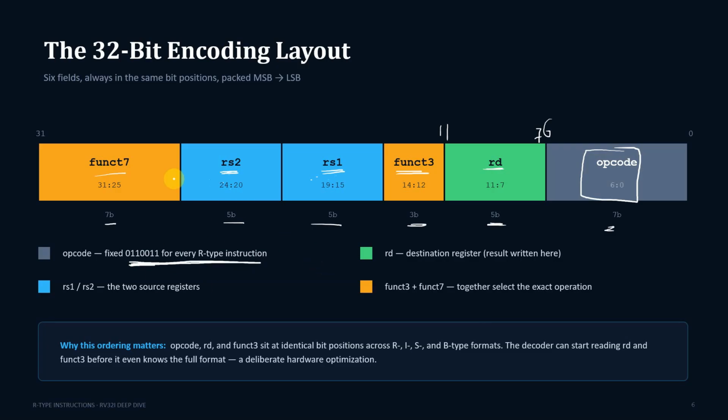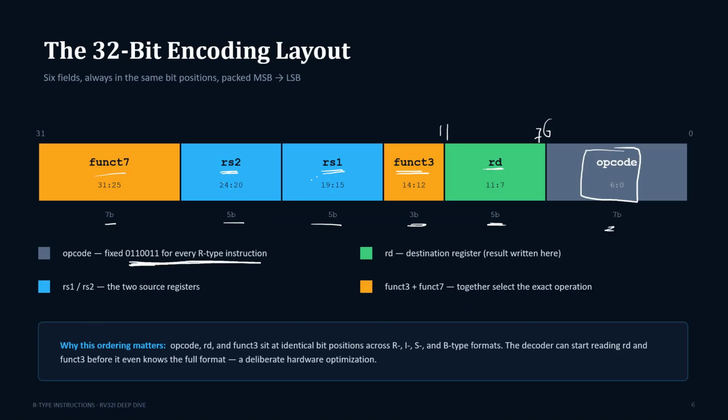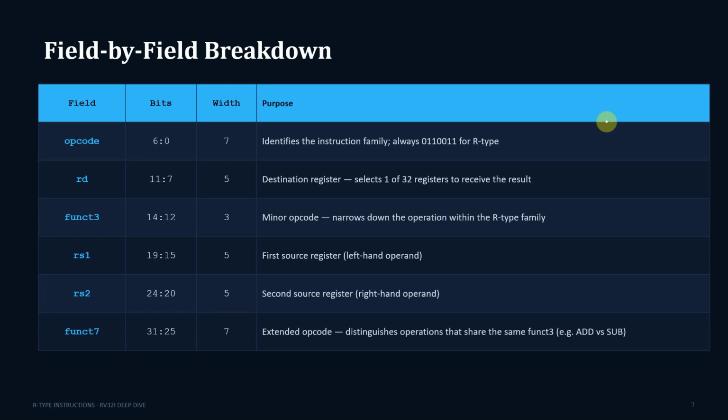Now, let us have a look into it. I have something known as the opcode, which is bits 6 down to 0. This is my opcode field. Depending on the opcode, I differentiate whether it is an R-type instruction, an I-type instruction, or whatever instruction it may be. In RISC-V, we decide between the different kinds of instructions by referring to this opcode field. It identifies the instruction family, and it is always 0110011 for R-type instructions, which is 7 bits wide.